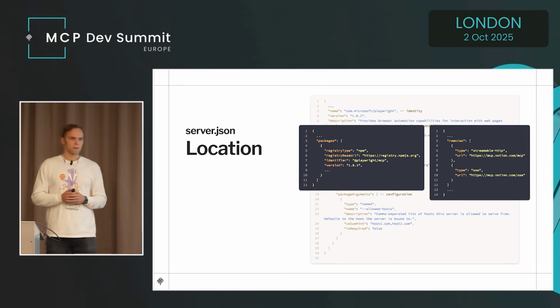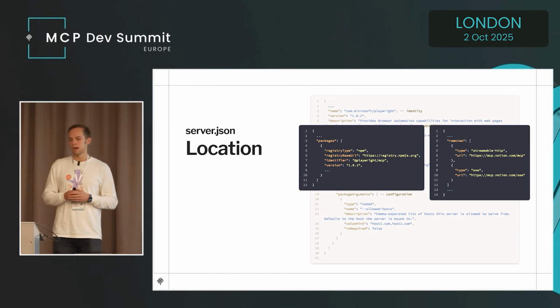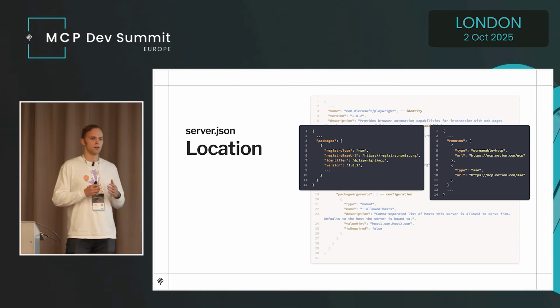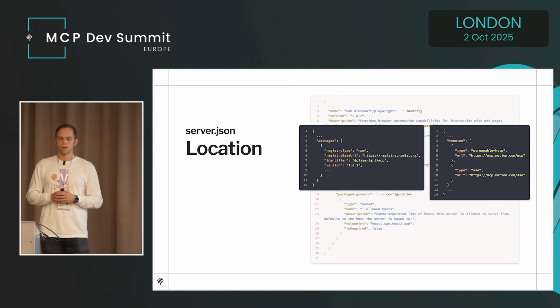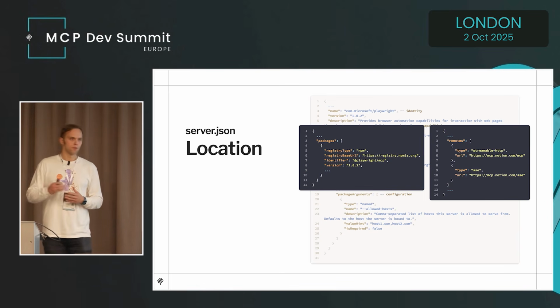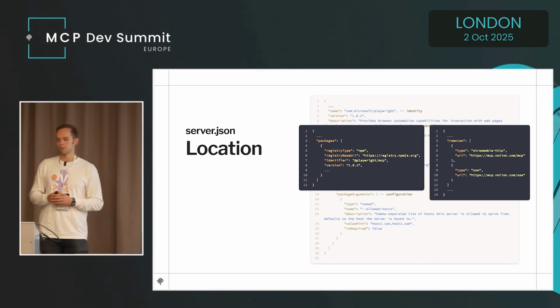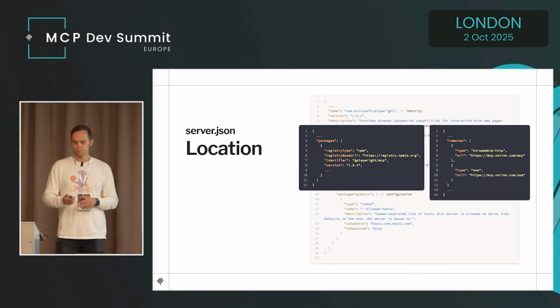So location, like I mentioned, can mean two different things. For a local server, it can mean where do I find the actual packages. So is it on NPM, is it on PyPI, and what is the version and name on that external system. For remote, it's more simple. It's just what is the URL and what is the transport we're going to use to connect to it.